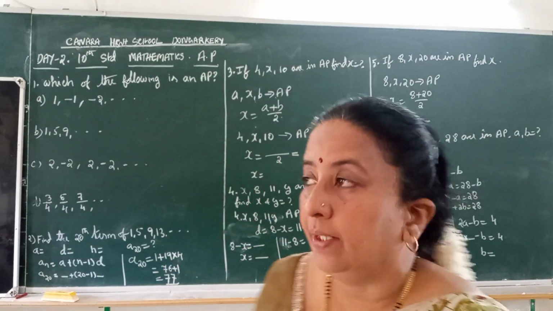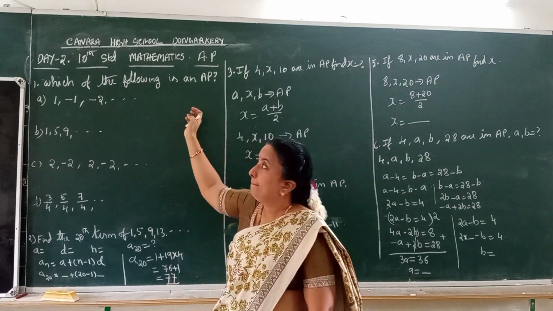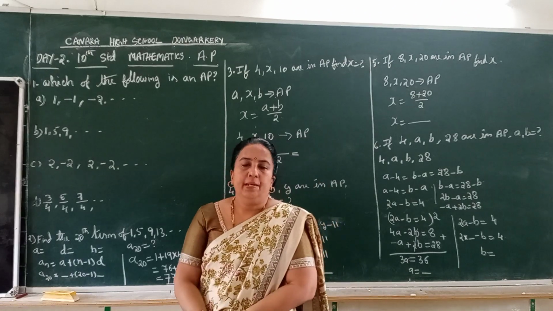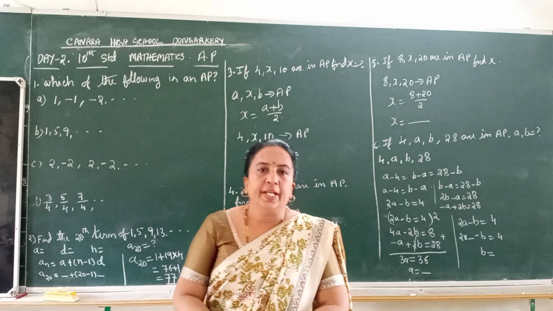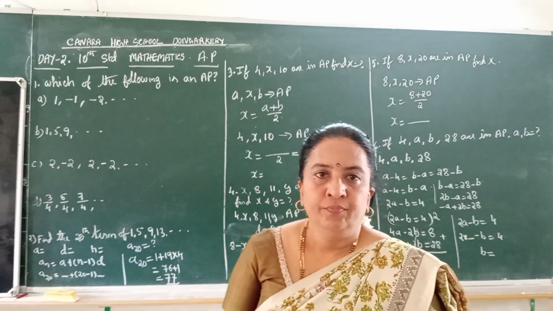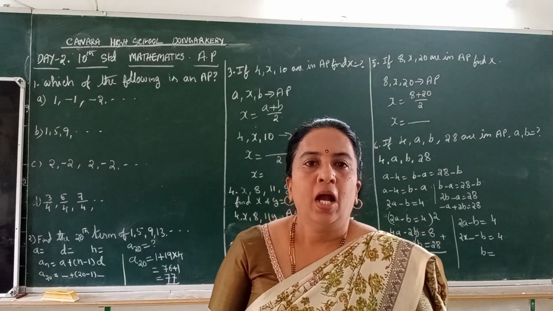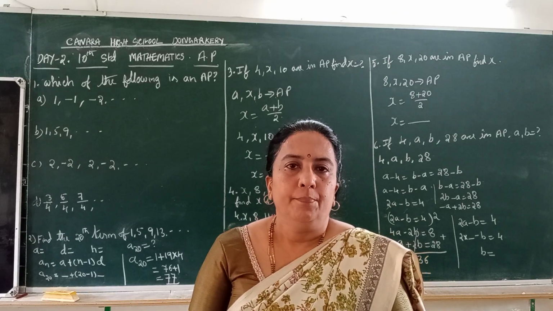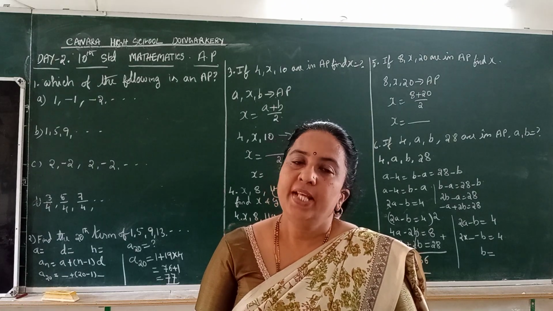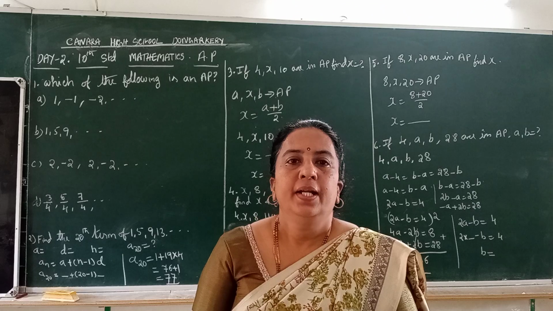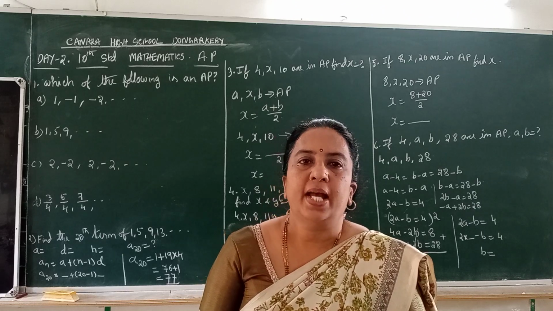First copy the question. Which of the following is an AP? 1, 2, 3, 4 sequences are given to you. You have to identify which is in AP. How to say given sequence is an AP or not? Find the common difference. If the difference remains the same, then the terms are in AP.